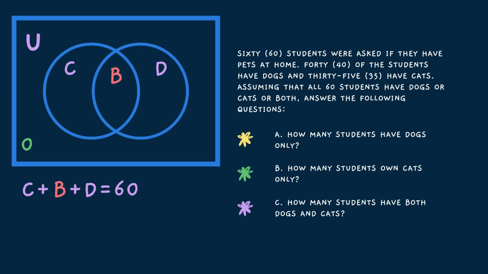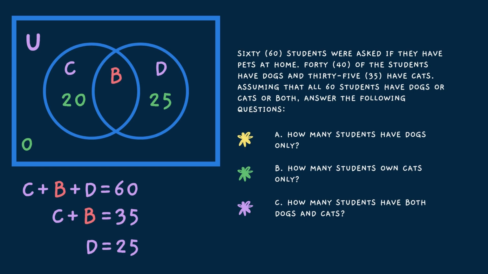Second sentence, 40 of the students have dogs. Hindi naman sinabi na dogs lang. So, kailangan kasama pa rin sa bilang yung set B na nagre-represent ng mga students na may alagang cats at the same time dogs. So, set B plus set D is equal to 40. Now, since B plus D is equal to 40, C is equal to 20. Next, from the second sentence again, 35 have cats. Just like what we did earlier, we need to include set B. So C plus B is equal to 35. So set D is equal to 25.